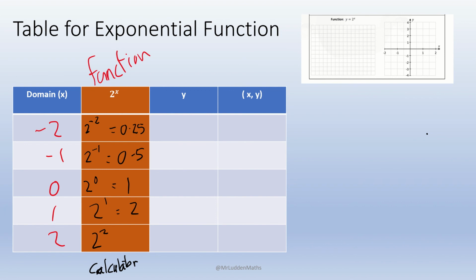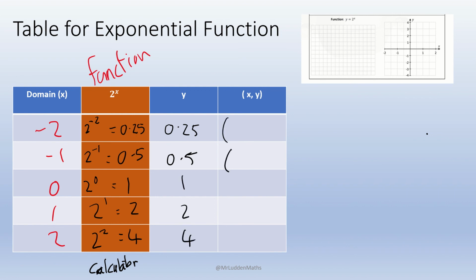And if you put 2 to the power of 2, you're going to get 4. So what you've done there is you've taken out the x and you've put in all your values for x. So your values for y, seeing as that's your function, it was only one thing, you don't have to add anything onto it. Your y is just literally what you've done here. So your 0.25, your 0.5, your 1, your 2, and your 4.